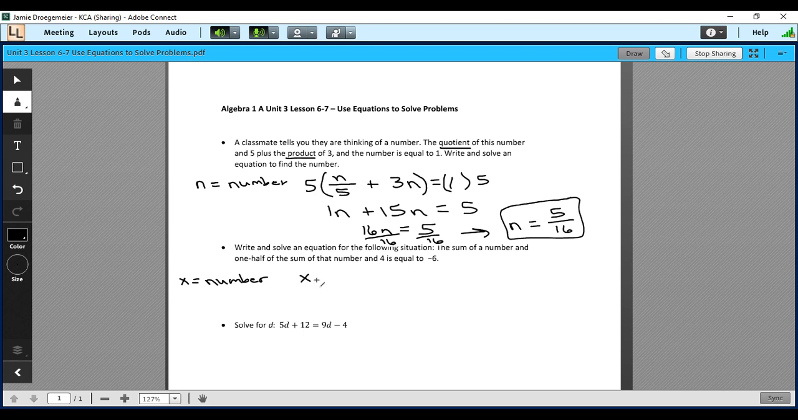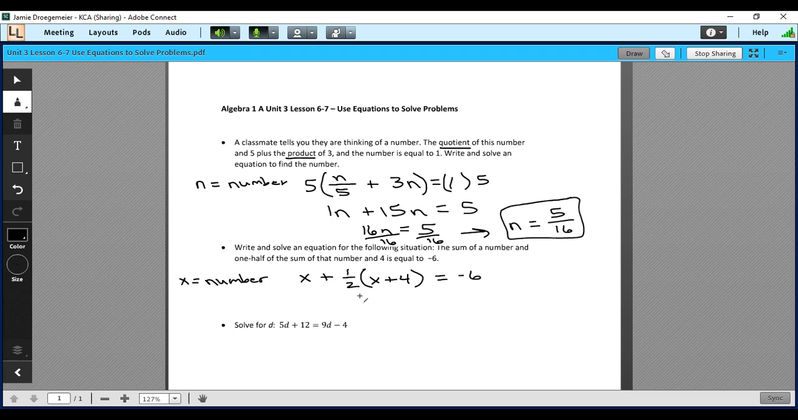So we're going to take our number and we're going to add it to 1/2 of the sum of our number and 4. So sum means addition. So the sum of our number and 4, that's x plus 4, we're taking that times 1/2 because it says 1/2 of that sum, and then adding it to our number. That needs to equal -6. So this would be our original equation.